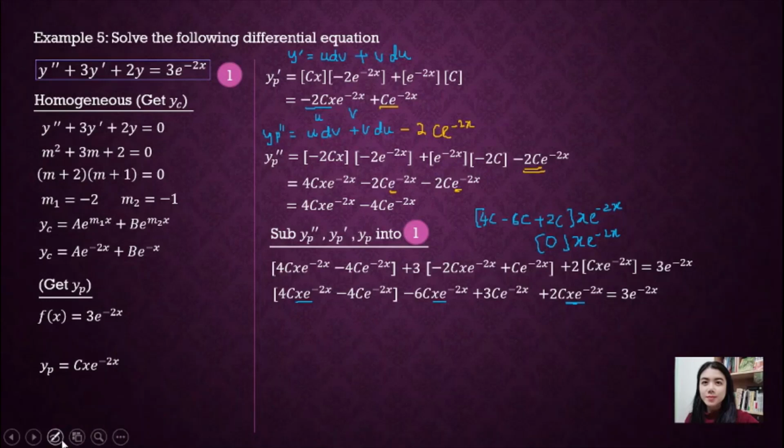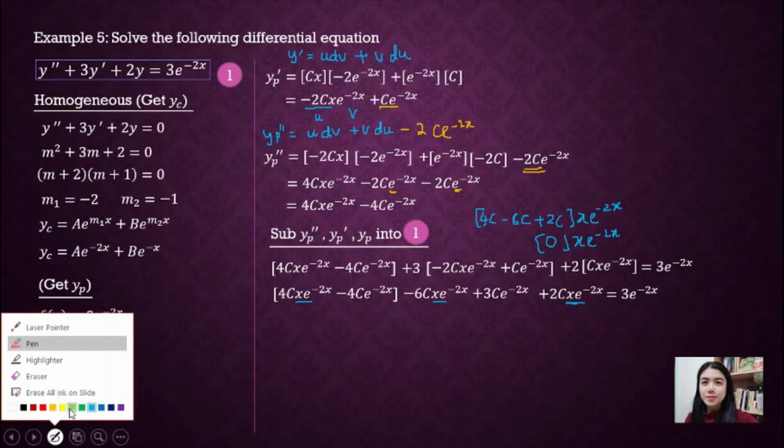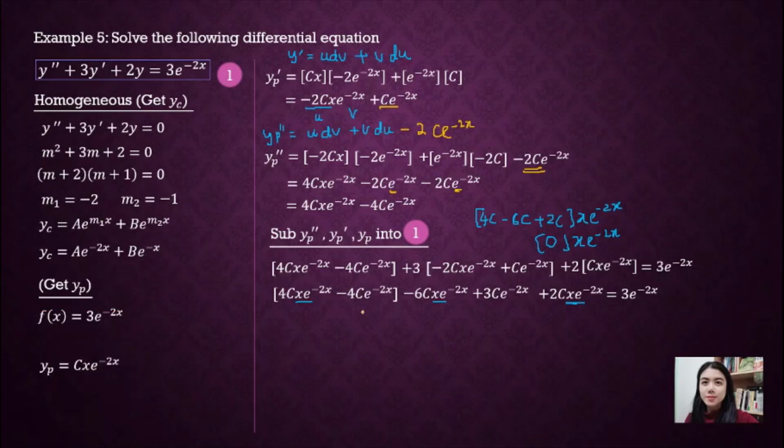Then let's look at another term. Let me use another color. So you have e only, you have the exponent only. For the exponent only, we have negative 4c here, and we have plus 3c. That is for the exponent negative 2x. So negative 4c plus 3c will give you negative ce negative 2x. Therefore we have the next line for the left hand side. For the right hand side, we just have to write back.